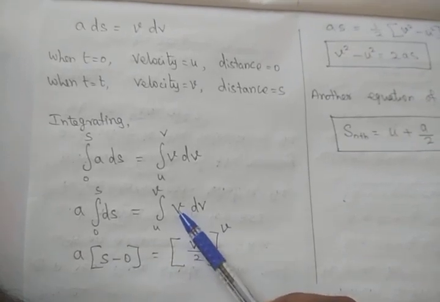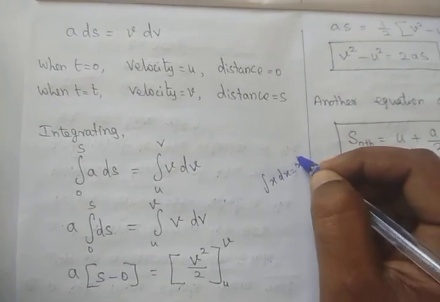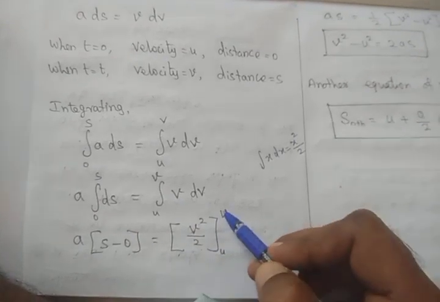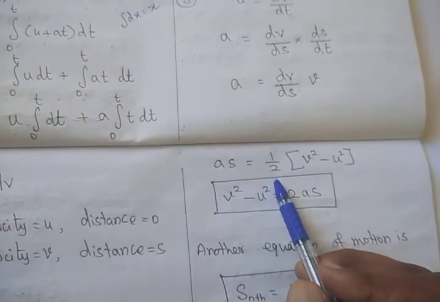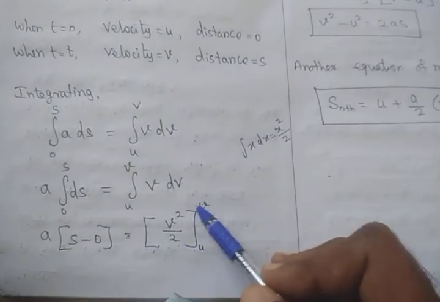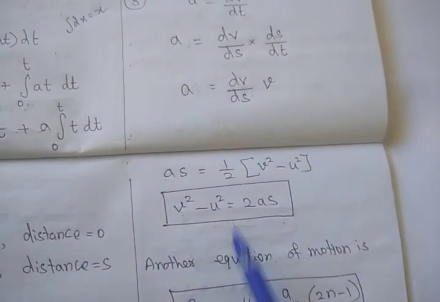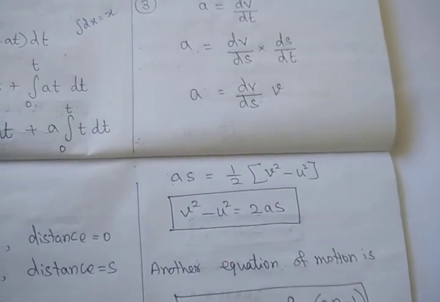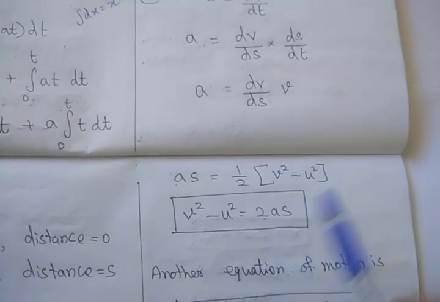But what is the integration of v dv? This is like x into dx, so what is the formula? x squared by 2. Likewise, for v into dv, it is v squared by 2, upper limit minus lower limit. Substitute the upper limit and lower limit values. So we get the equation a into s is equal to half into (v squared minus u squared), with the 1 by 2 taken outside. Bring this to this side: v squared minus u squared is equal to 2as. Yes, this is the third equation of motion for kinematics, which was derived by Newton.